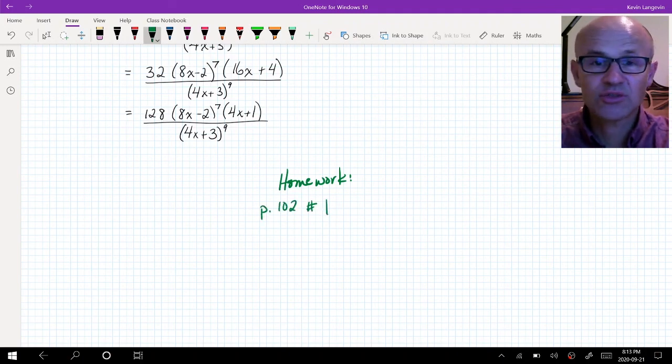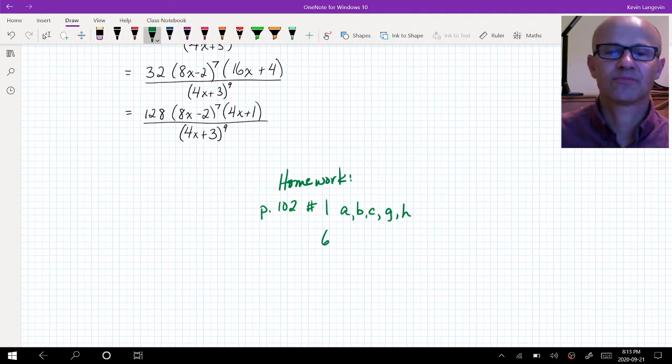Have a lot of patience with this material. It needs to go slowly. Page 102, number 1. Let's just do A, B, C, G, and H. And that should be good. Also number 6. Enjoy.